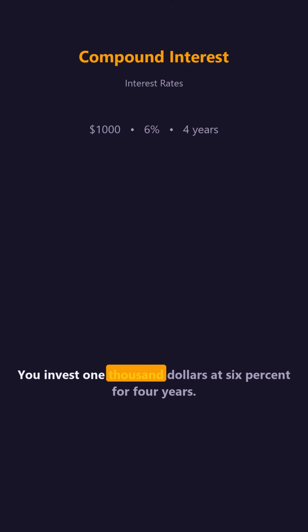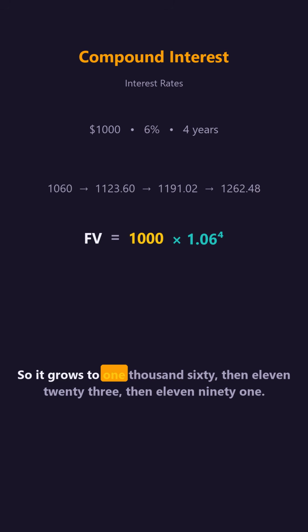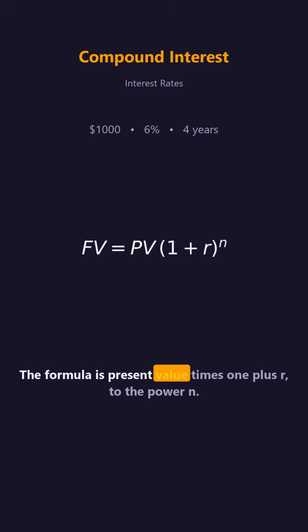You invest $1,000 at 6% for 4 years. Each year the balance is multiplied by 1.06. So it grows to $1,060, then $1,123, then $1,191. After 4 years it reaches $1,262.48. The formula is present value times 1 plus r to the power n.